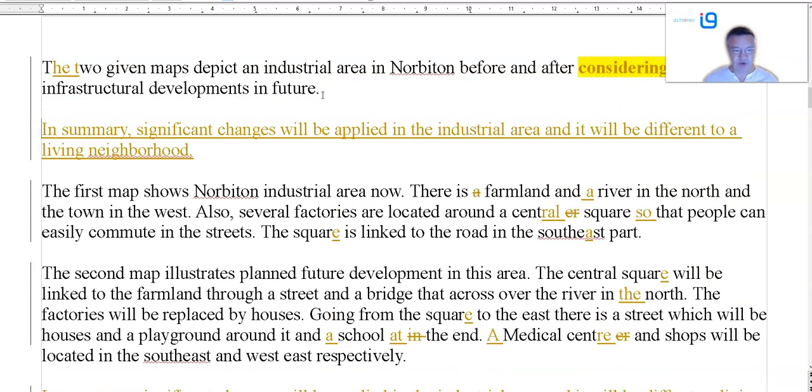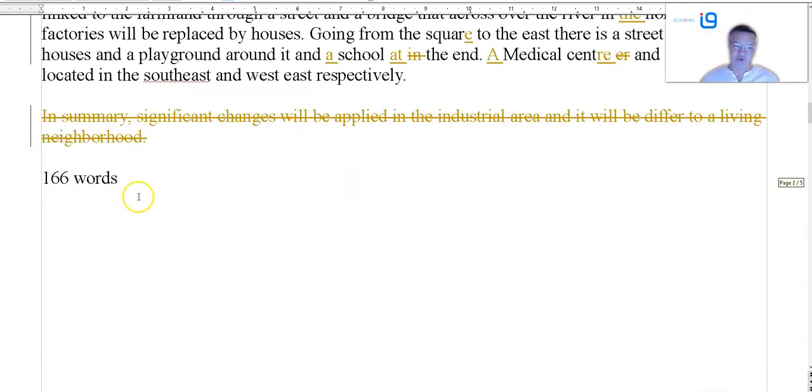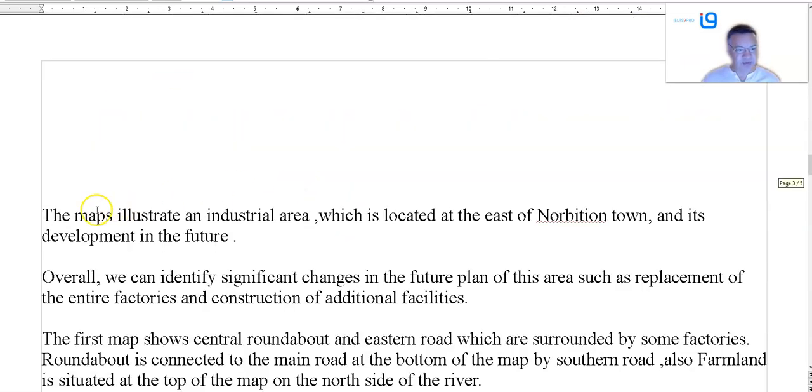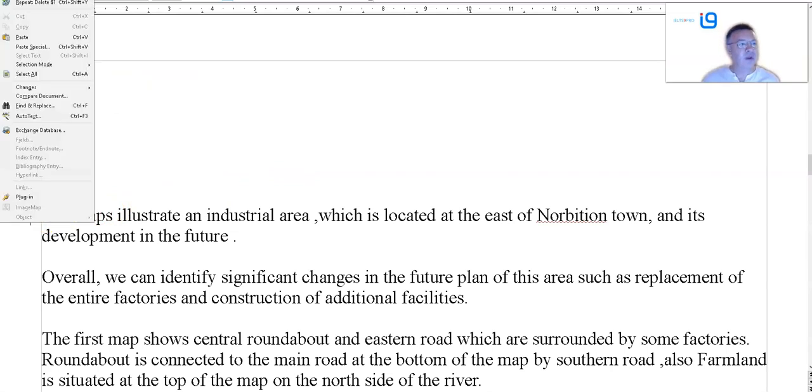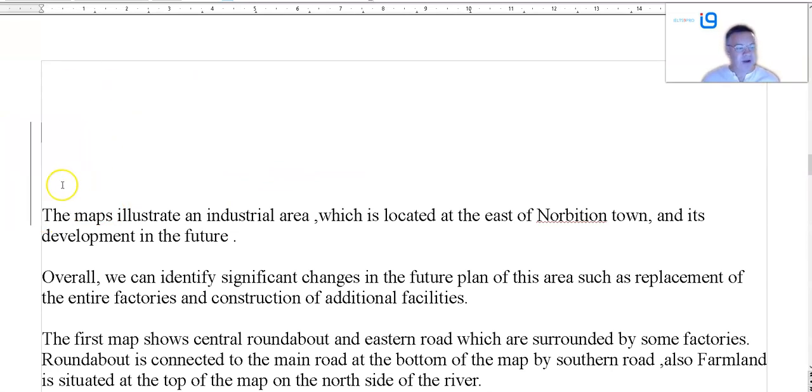I would put it in paragraph 2 because it's supposed to be an overview, not an after view, not a conclusion, a summary. Okay, 166 words. You could put some more words there. Oh, hang on. I'll pull this back up here.